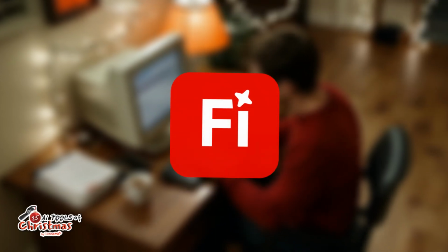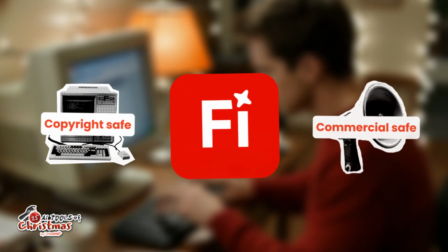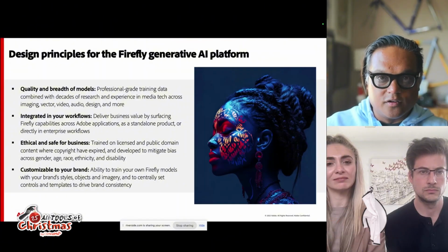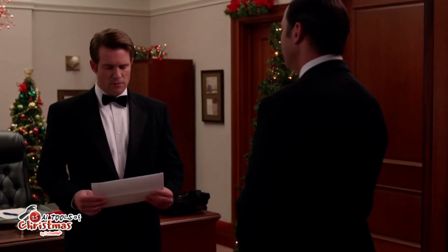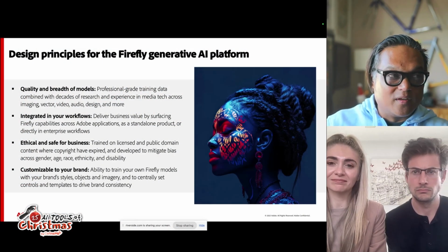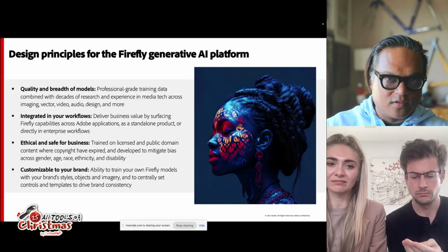The whole basis for Firefly is that we wanted to make it copyright safe and commercially safe. The Adobe Firefly model was trained on Adobe Stock. And we know that the images are vetted. We work specifically with those contributors. And if they do opt in, then they get a separate paycheck. We compensate them for generative AI usage in Firefly. So that was an important concept and principle for us to adhere to.